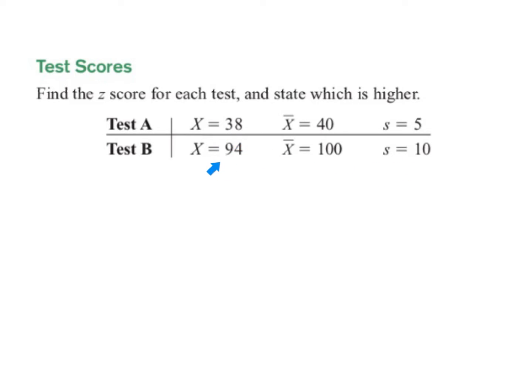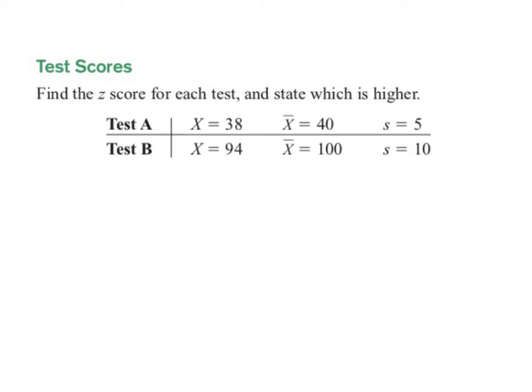Yeah. Both of these scores are below the mean. What we're trying to see is which one is further away from the mean. The one that's further away from the mean is going to be lower. The one that's closer to the mean is going to be higher. So let's do the first one. It's 38 minus 40, because it's the value minus the mean, divided by 5. Go ahead and do that one.